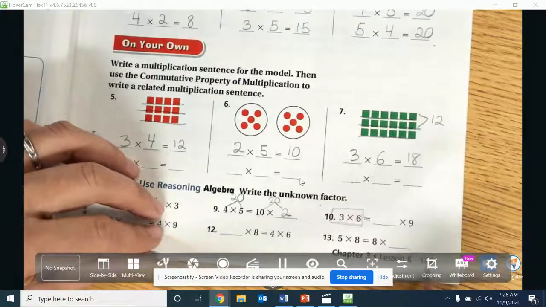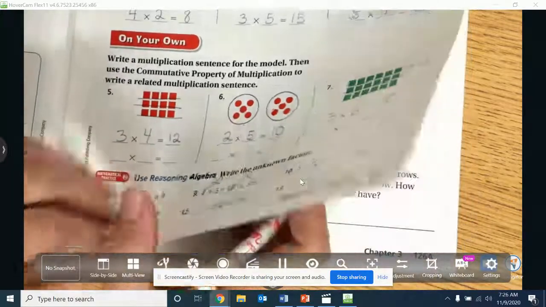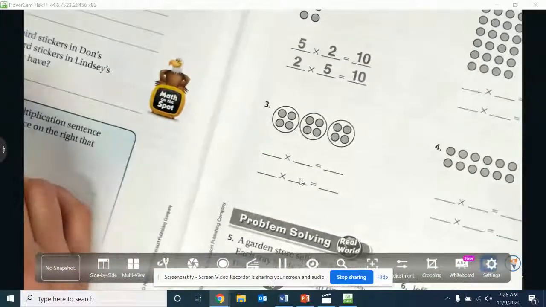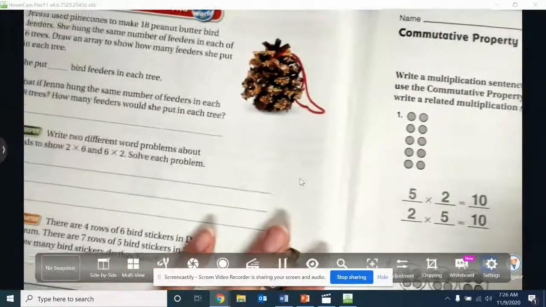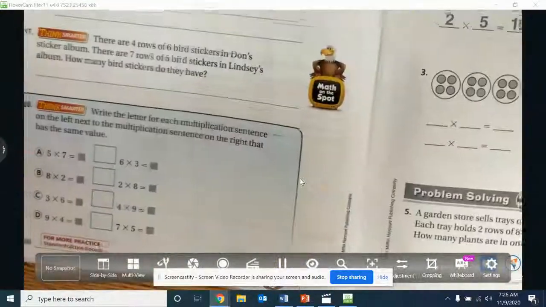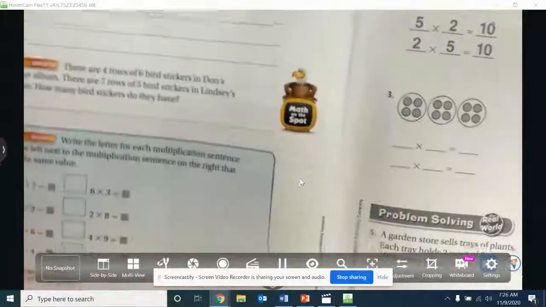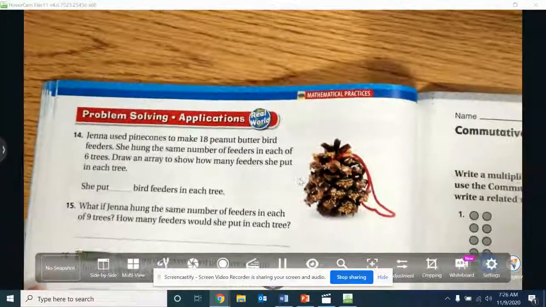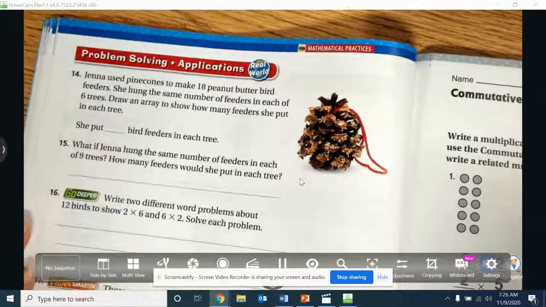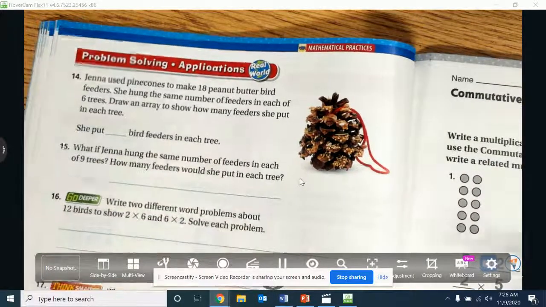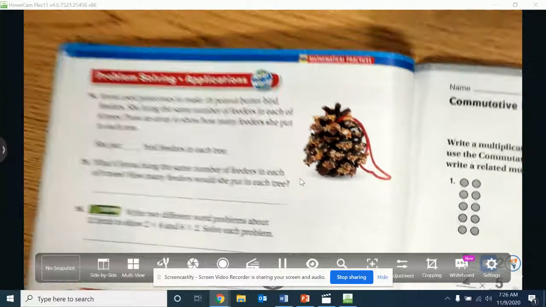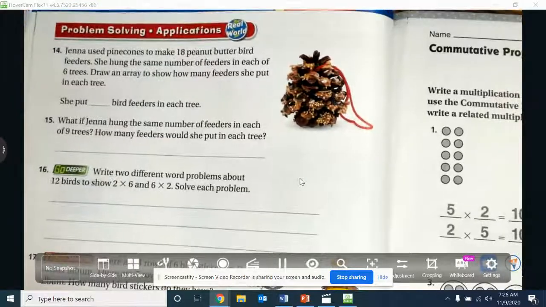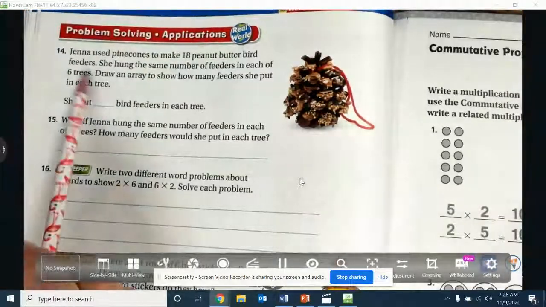Okay. Go ahead and turn your page. We are now on page 126. Let me fix this.